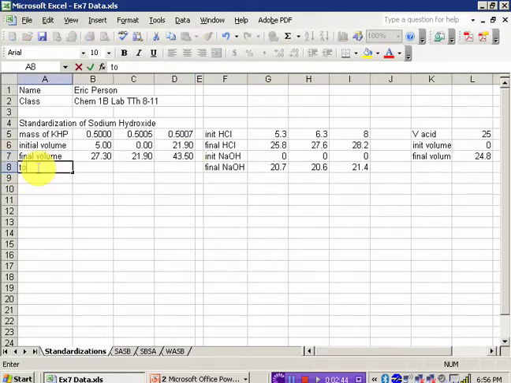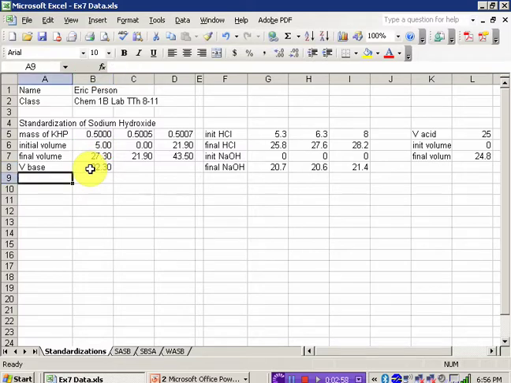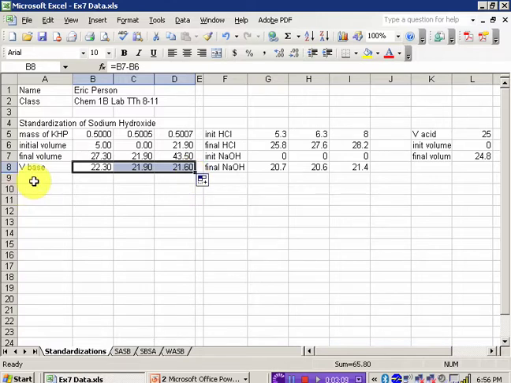The thing I'm going to do first is maybe calculate the volume of base that was used, volume of the titrant. And this is a simple arithmetic calculation, equals this final volume minus the initial volume. And that gives me a positive volume. That's good. If you get a negative volume, you have them backwards. And if you click this handle in the bottom right, you can copy it across.